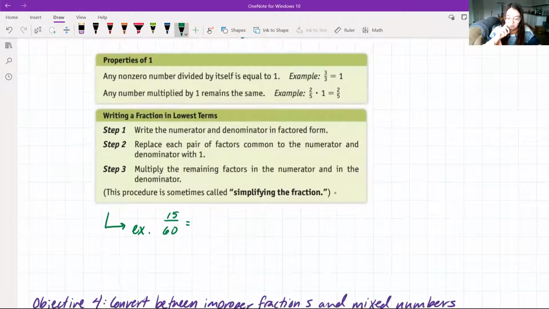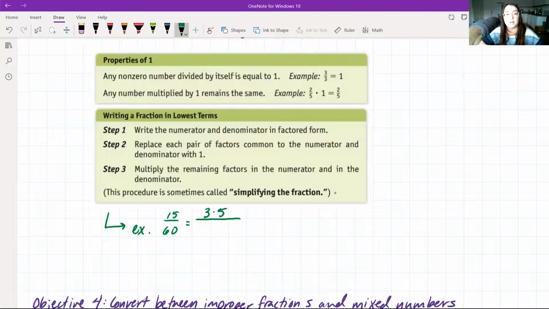We're going to do an example here, and our example is 15 divided by 60. We want to write this fraction in its lowest terms. Step 1, we write the numerator and denominator in factored form. Let's write it in prime factorization form, or the best we can. We have 15 divided by 60. If we want to write this in prime factorization form, we would write 15 as 3 times 5.